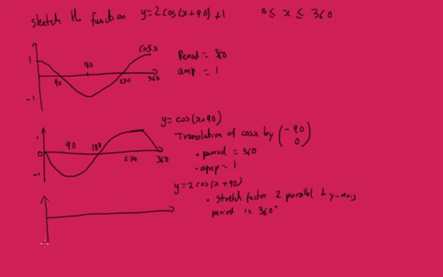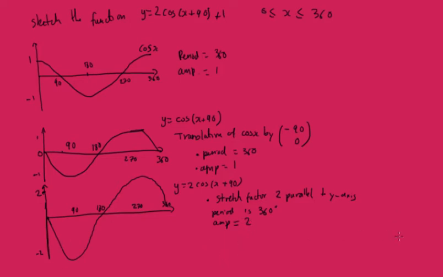So now we're going to have 2 and minus 2. So this is still going down here, but this time we're still going to have 90, 180, 270 and 360. But this time it's going to go like this. So the amplitude will equal 2.